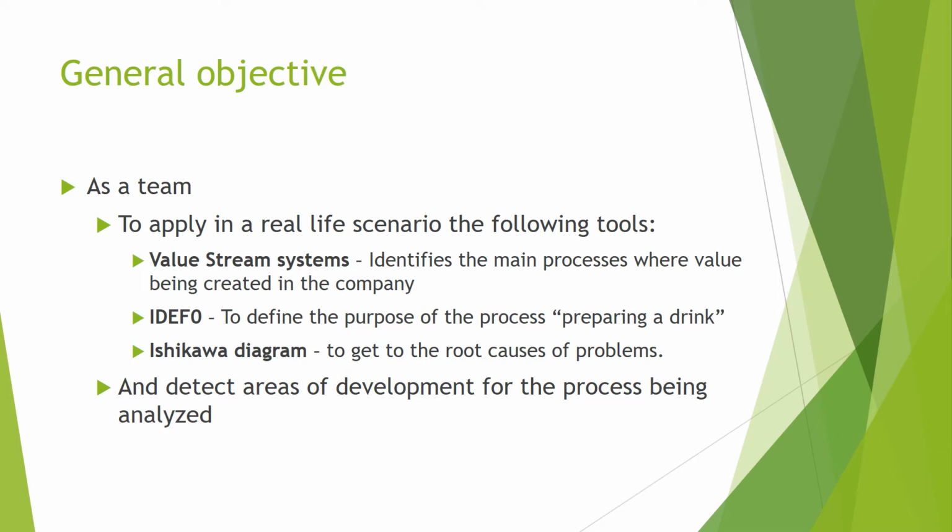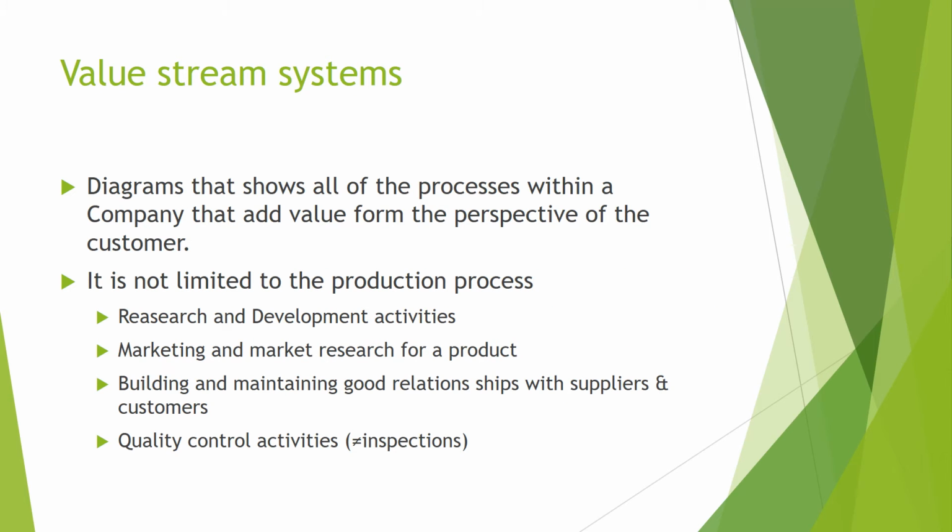And last but not least, you are asked to do an Ishikawa diagram, or a cause and effect diagram. It is also called a fishbone diagram. So this diagram has the intention to find the root cause of a very specific problem, right? So after using these tools, the objective is to use them having in mind that you need to detect areas of development for the process that you are analyzing in Starbucks, right? So let's start talking a little bit more about value stream systems.